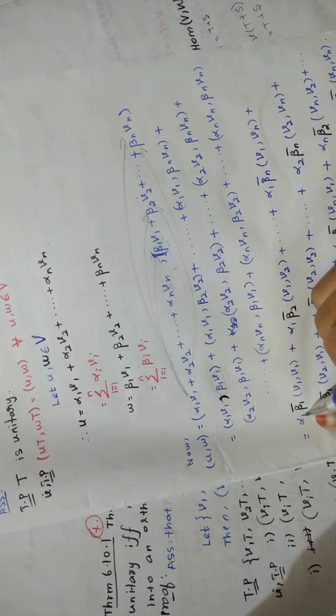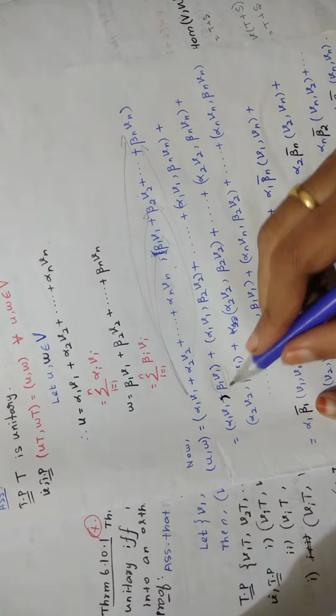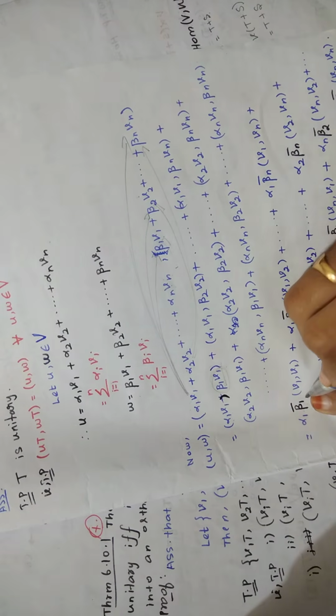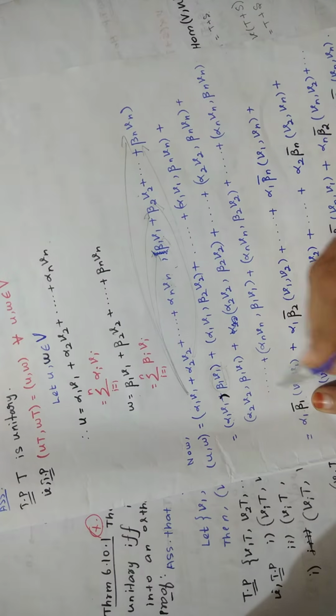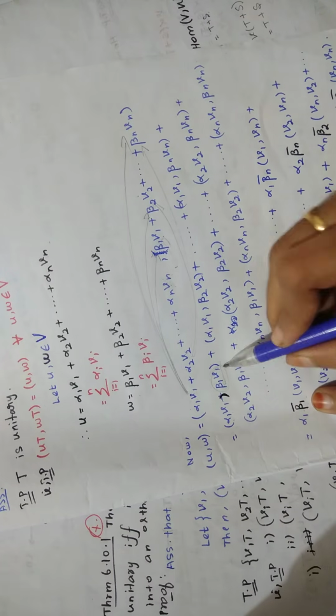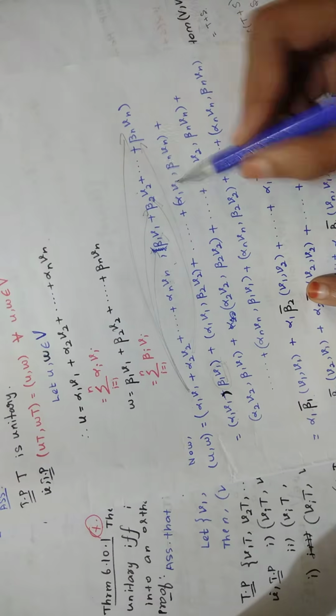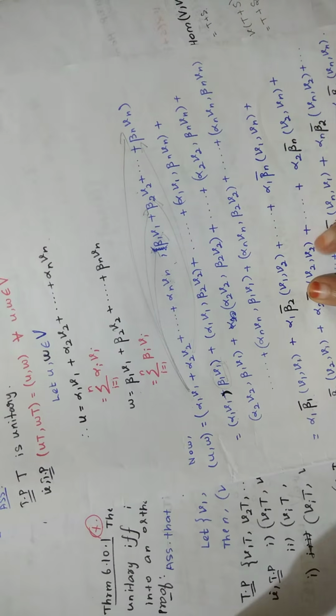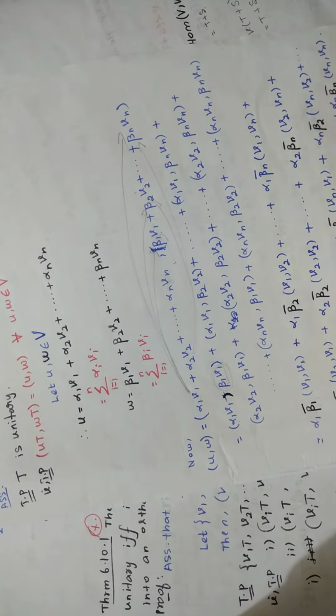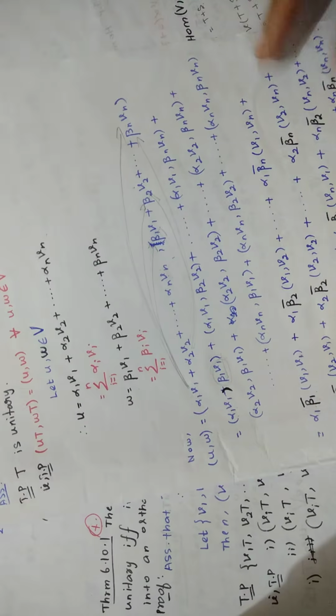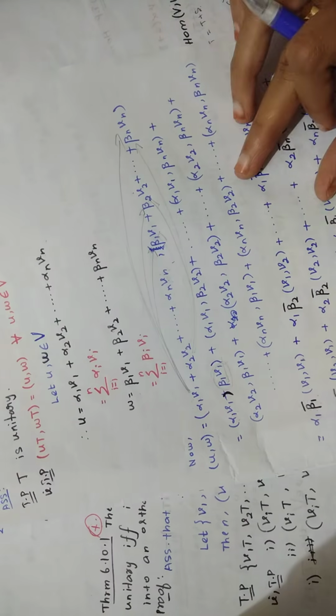Alpha 1 will come as alpha 1 when you take alpha 1 outside, but beta 1 will be coming like this, beta 1 conjugate. Then write the remaining v1 comma v1, plus similarly do for each inner product space. So you will get this, okay, and then you get this.